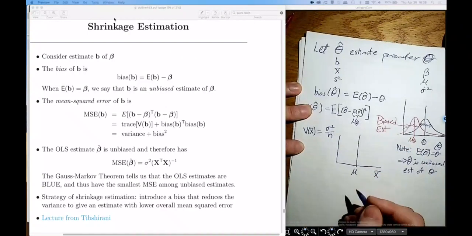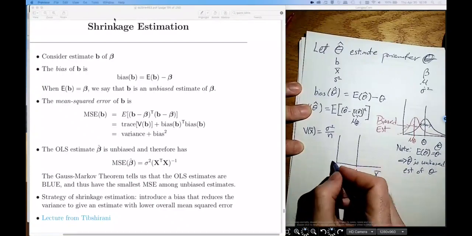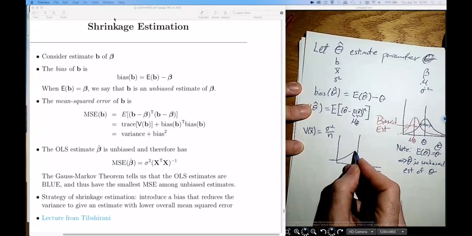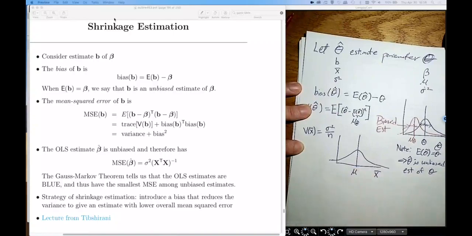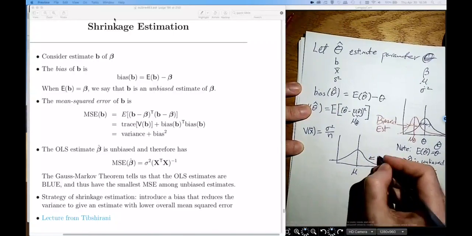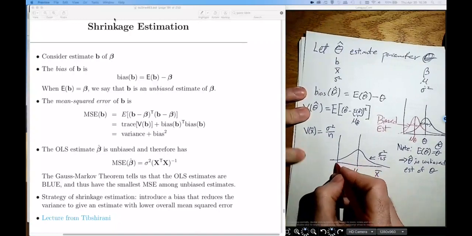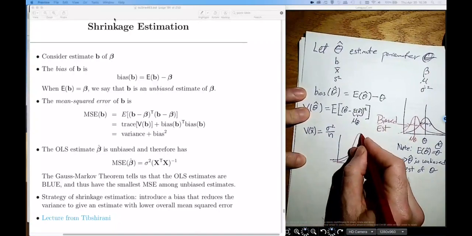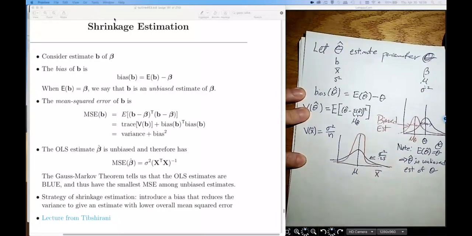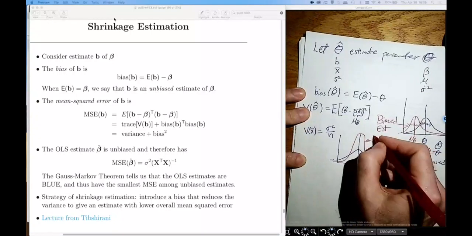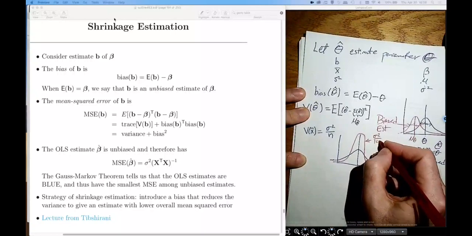Let's say I had a sample of size 25. With a sample of size 25, this would be the distribution of x bar, where we have sigma squared over 25, so the standard deviation would be sigma over 5. Now if I increase the sample size to 100, the sampling distribution would look something like this. The variance of the red distribution would be sigma squared over 100.